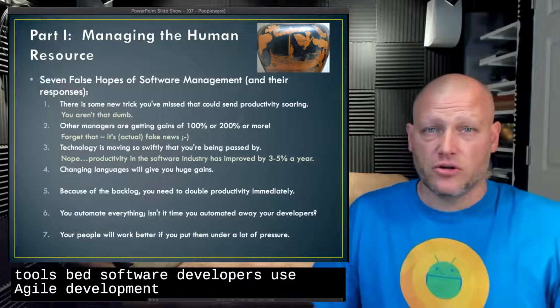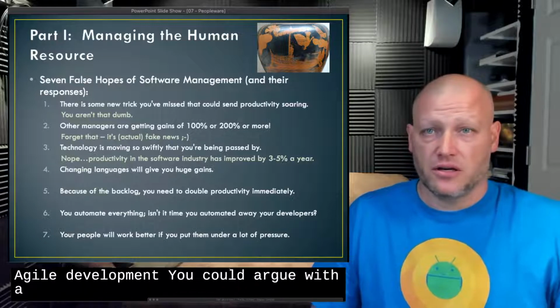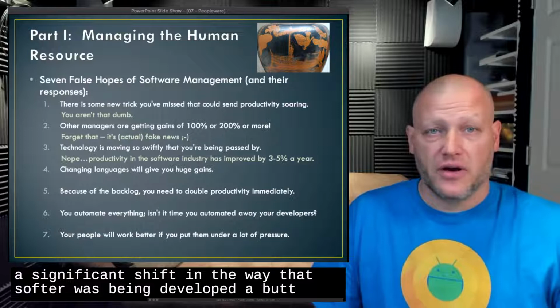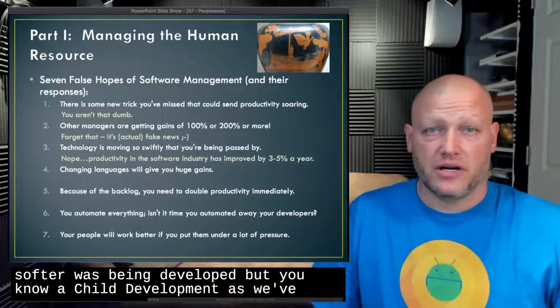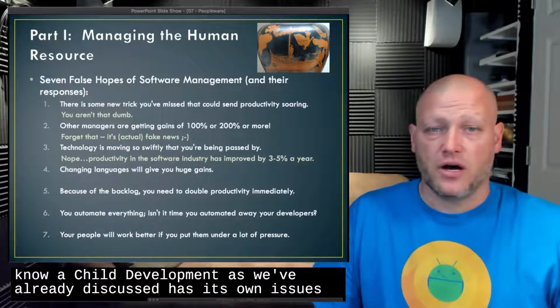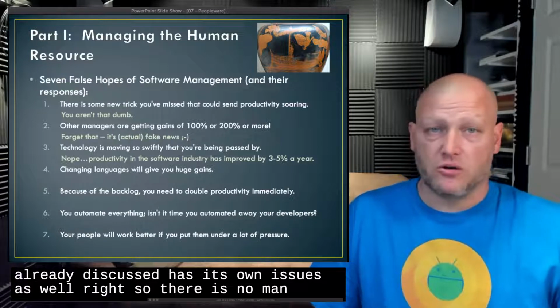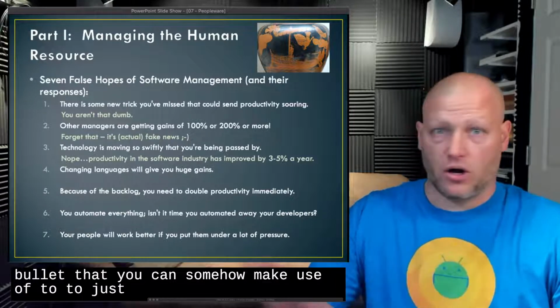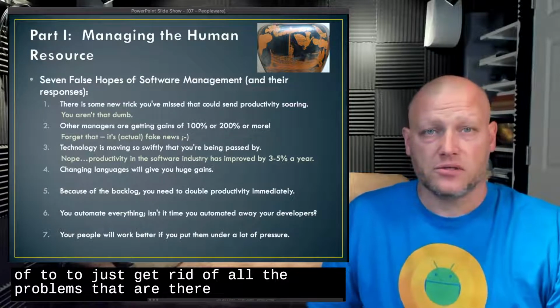Agile development, you could argue, was a significant shift in the way that software was being developed, but agile development, as we've already discussed, has its own issues as well, right? So there is no magical bullet that you can somehow make use of to just get rid of all the problems that are there in software engineering.